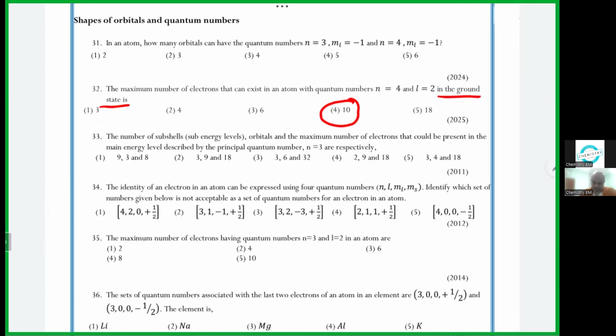2012. The identity of an electron in an atom can be expressed using four quantum numbers n, l, ml, and ms. That is something we know. Identify which set of numbers given below is not acceptable as a set of quantum numbers for an electron in an atom.